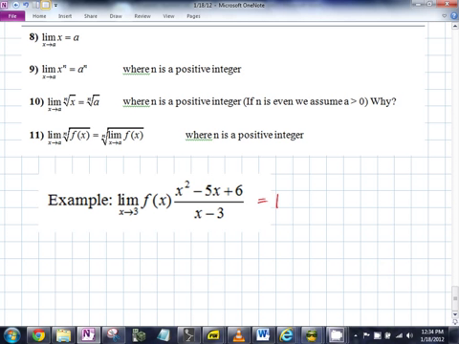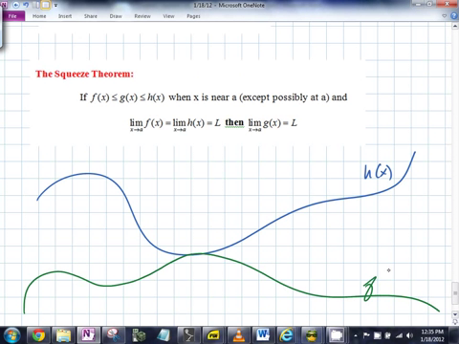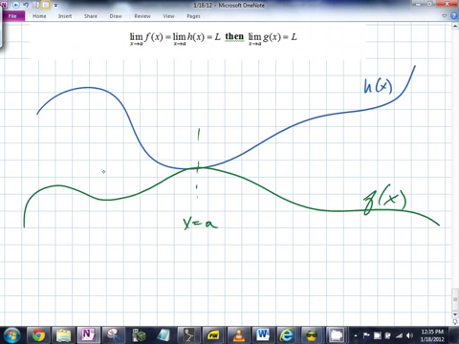So here's f of x. And here is x equals a right here. Let's just call this y equals L, okay? What's the limit as x goes to a of f of x? It is L. What's the limit as x goes to a of h of x? It's also L. They're the same, right?